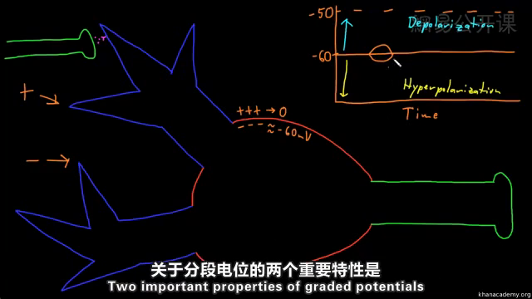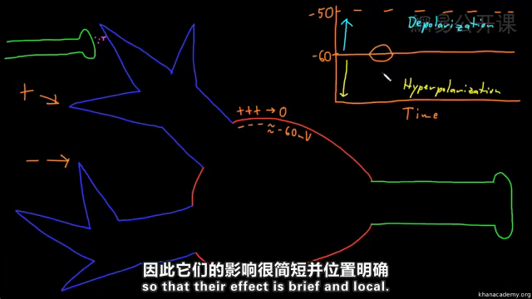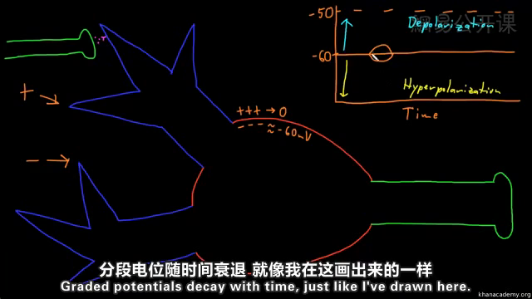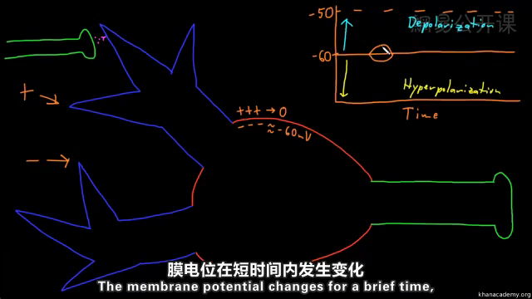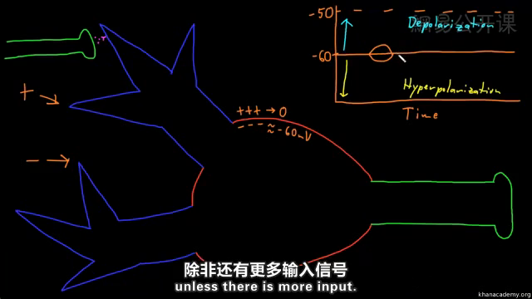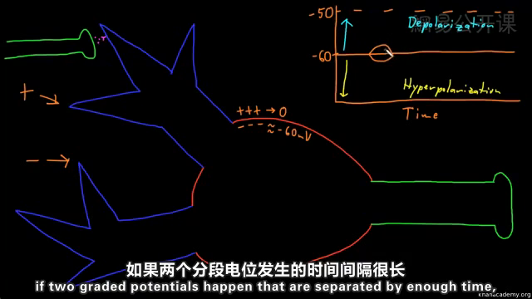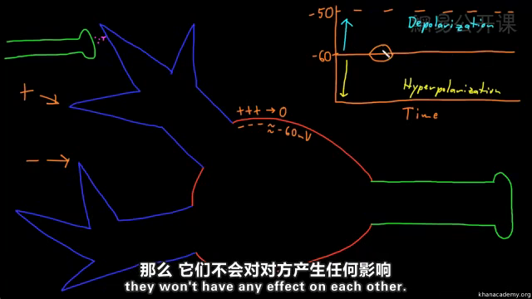Two important properties of graded potentials are that they decay with both time and distance, so that their effect is brief and local. Graded potentials decay with time, just like I've drawn here. The membrane potential changes for a brief time, and then it returns to the resting potential, unless there is more input. And because graded potentials decay with time, if two graded potentials happen that are separated by enough time, they won't have any effect on each other.